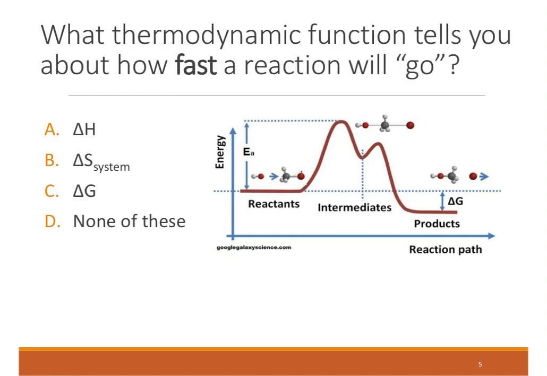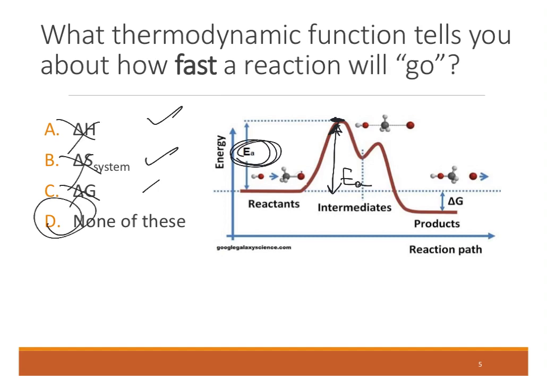What thermodynamic function tells you about how fast a reaction will go? This one you might question because I just mentioned it for the first time. That is the difference in energy. It's the top part of these energy profiles. Difference in energy between the reactants and the highest energy point. That is called activation energy. And activation energy is not on here. So the correct answer to this one is none of these.